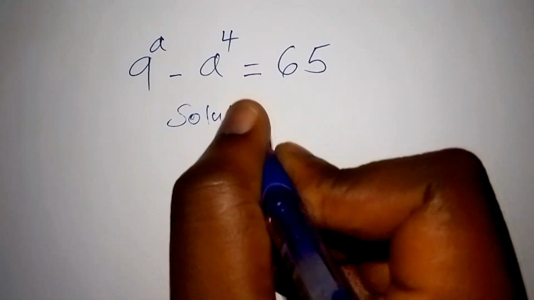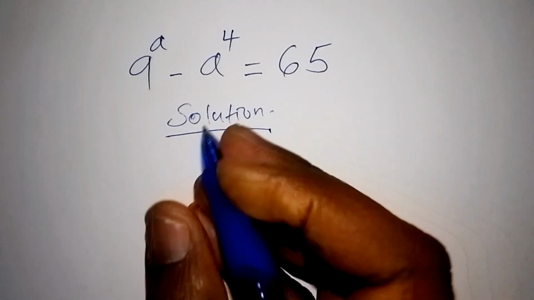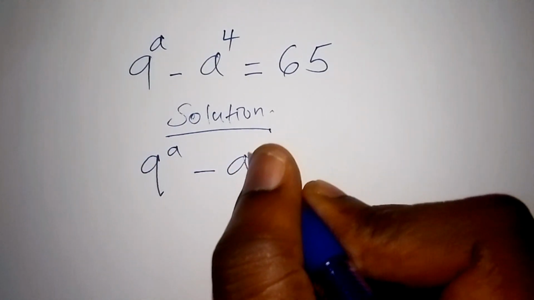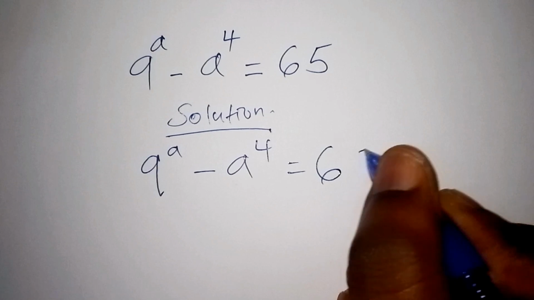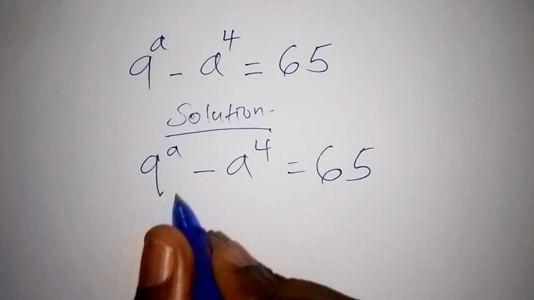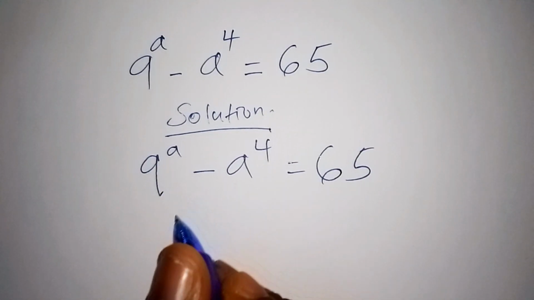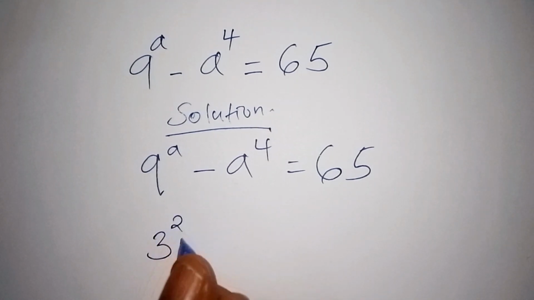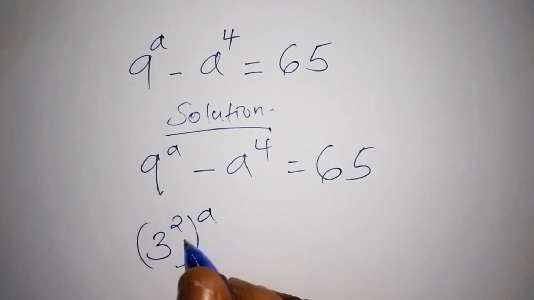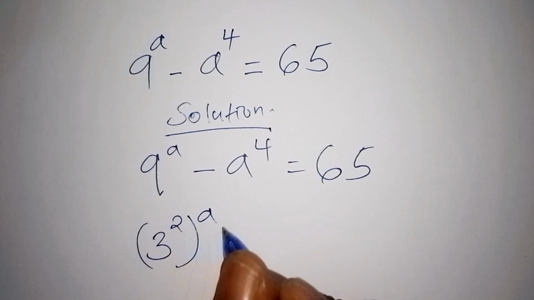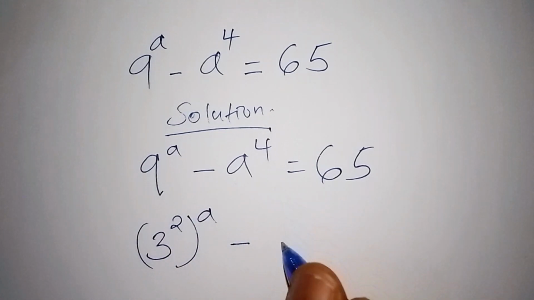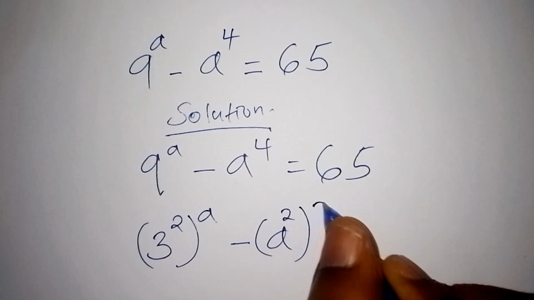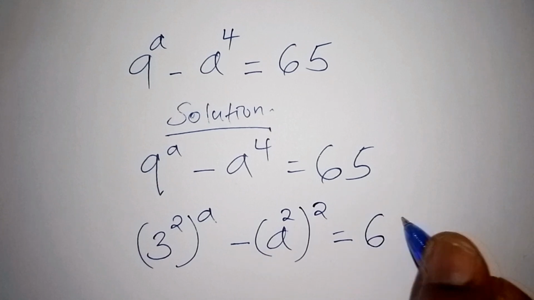So in our solution, this is the maths problem that I want us to work out: 9 to the power of a, minus a to the power of 4, is equal to 65. The first thing we need to do is rewrite it by considering the powers. Here, 9 to the power of a becomes 3 to the power of 2a, simply because 3 multiplied by 3 is 9. So 3 to the power of 2a minus a to the power of 4, which we shall now have as a to the power of 2 in brackets, all to the power of 2, is equal to 65.